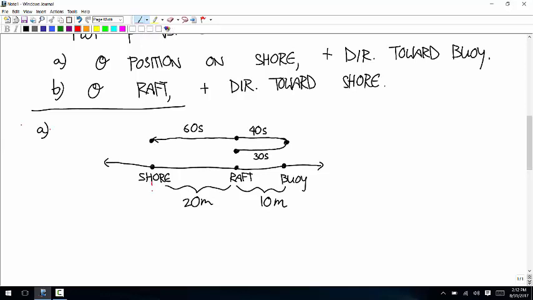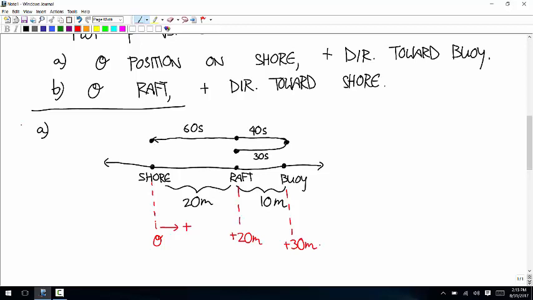Okay, so the 0 position is the shore, and the positive direction is this way. So if the raft is 20 meters in the positive direction from 0, then what's the numerical label for the raft? 20, yep, positive 20. And if the buoy is another 10 meters in the positive direction, what's the numeric label for the buoy? Yep, plus 30. And so now all of these locations have numeric names.